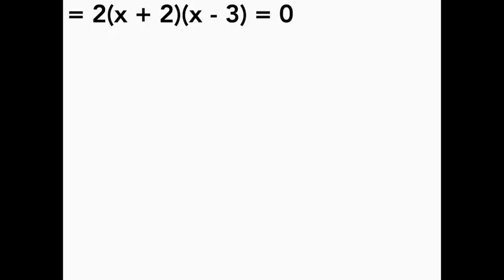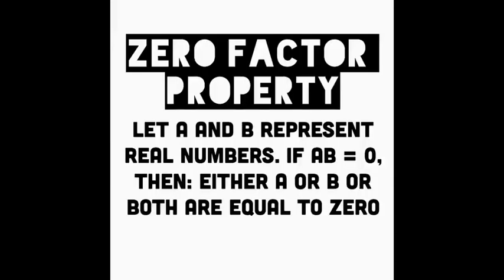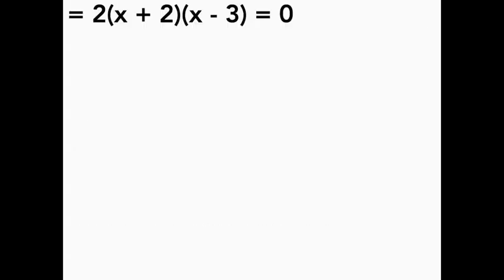Before we start with the equation, let me tell you about the zero factor property. Zero factor property. Let a and b represent real numbers. If ab equals 0, then either a or b or both are equal to 0. As mentioned in the zero factor property, either a or b or both are equal. So, let us separate the equation into 3 sections: 2, x plus 2, and x minus 3.